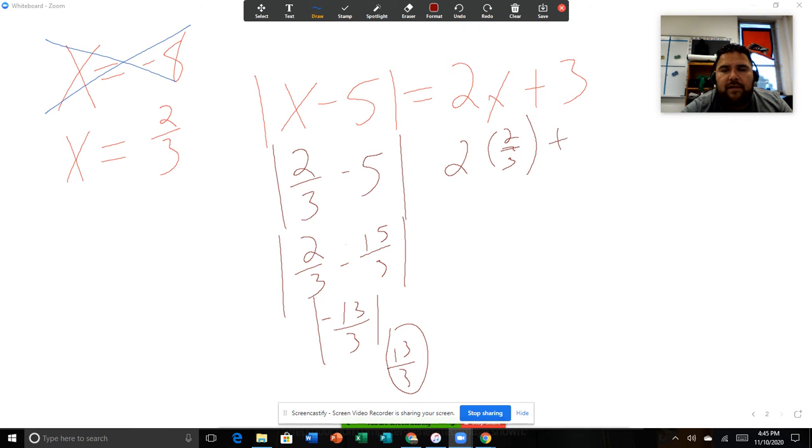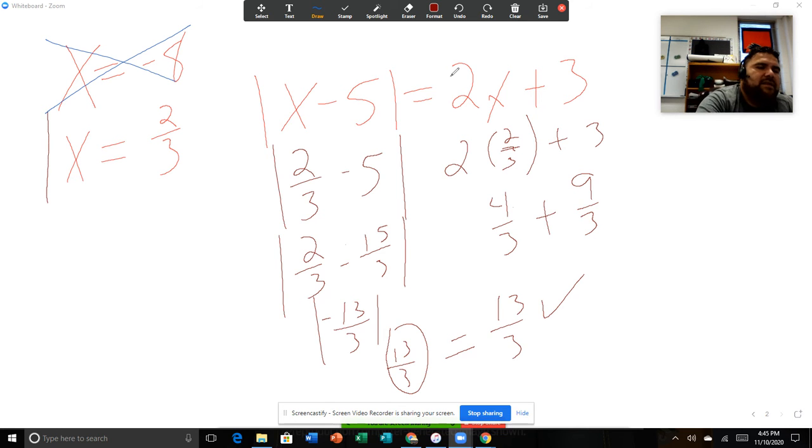Sorry, 2/3 plus 3. Okay, 2 times 2/3 is 4/3 plus 3. I'm going to rearrange 3 so that it's in thirds. 3 times 3 is 9, so that's 9/3. Right? 4/3 plus 9/3. 4 plus 9 is 13. That gives me 13/3. And that is a true statement.